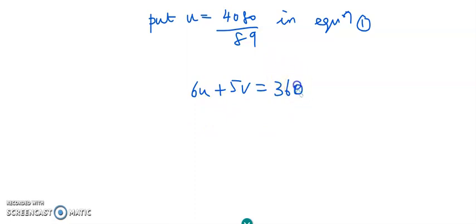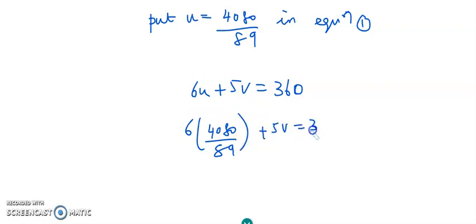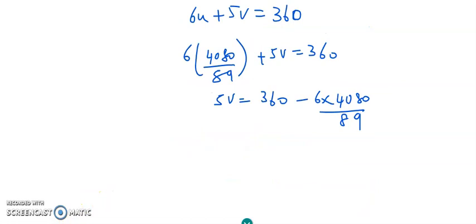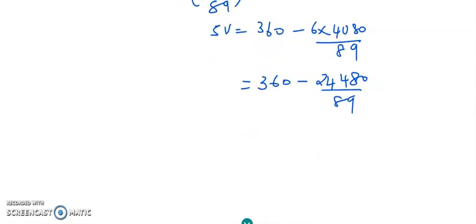So I'll get 6 times 4080 divided by 89 plus 5v equals 360. I'm directly shifting the whole thing to the right, so it will be 5v equals 360 minus 6 times 4080 divided by 89. Okay, that will give me 360 minus 24480 divided by 89. So my LCM is, yes, 89.